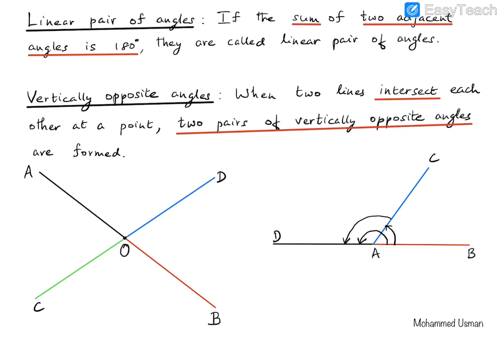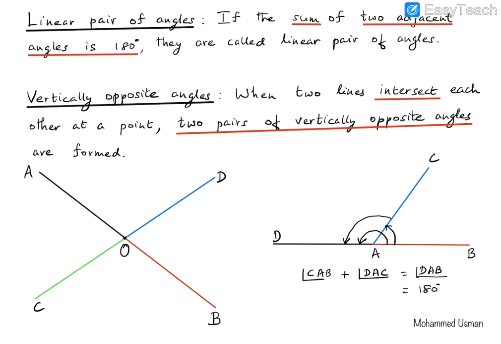So let me write it here. Angle CAB plus angle DAC is equal to the total angle between the non-common arms, which is DAB, and that is equal to, in this case, 180 degrees. In this case, we say that CAB and DAC are a linear pair of angles.